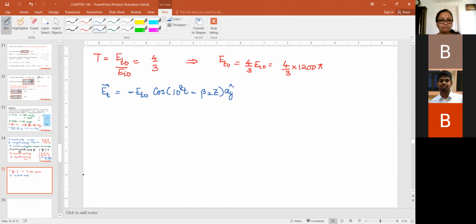So now put everything. Therefore, this is going to be equal to minus 4800 pi by 3, then cosine of 10 to the power of 8t. And what was my beta 2? Beta 2 was 4 by 3. So minus 4 by 3 z a y cap millivolts per meter. Is this fine, guys? Any doubts? Okay, what is the next thing we need to find out?